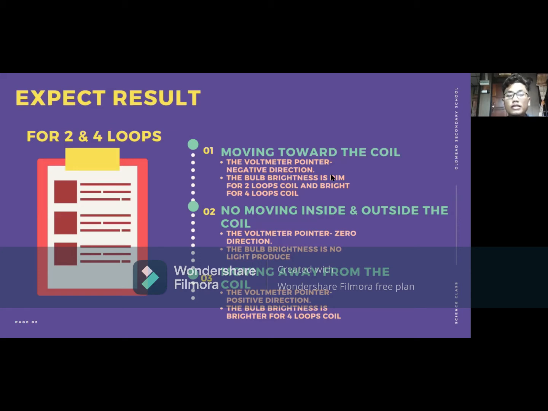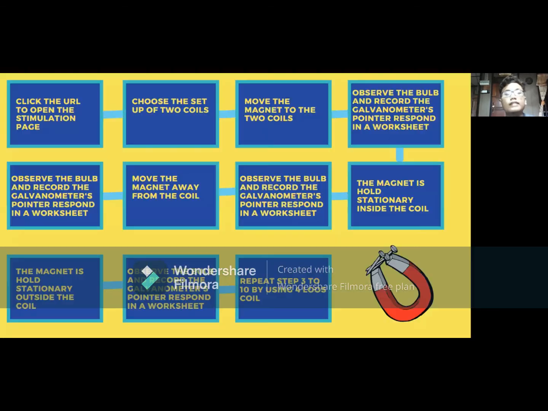And for the methodology in this experiment, first we need to click to the simulation page, and we need to choose the setup with 2 coils that I will show next, and we will start to move the magnet towards the coil and observe if there are any changes to the galvanometer and the bulb, and then we will make the magnet stay inside of the coil and see if there are any changes, and then move the magnet away to see any changes.